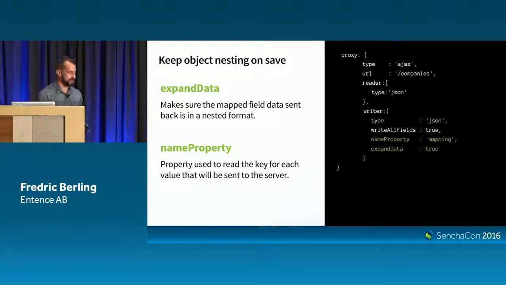The expand data option makes the mapped field data be sent back in a nested format, but then you also must specify what field name it should use. And the field name to use is in that mapping field name that we used before to flatten it. So these two combined will make the JSON structure be kept in place.